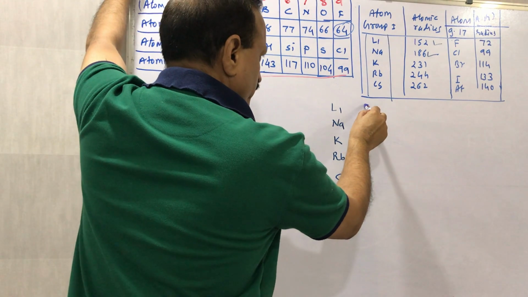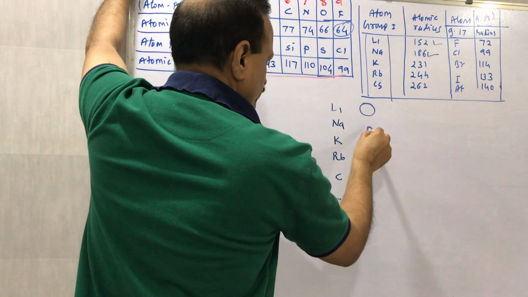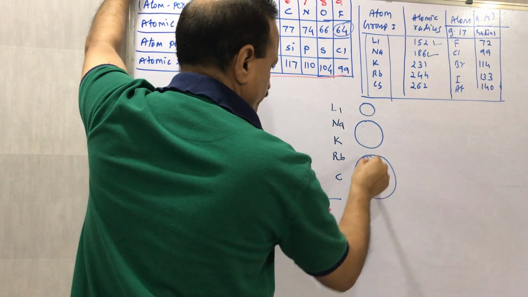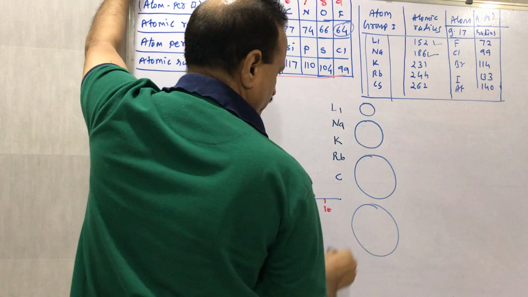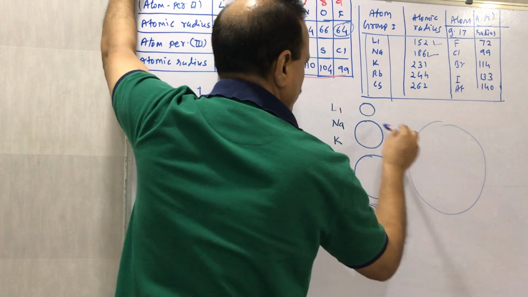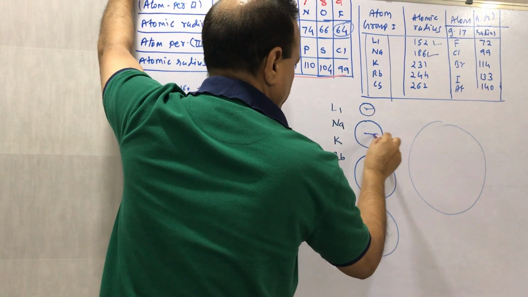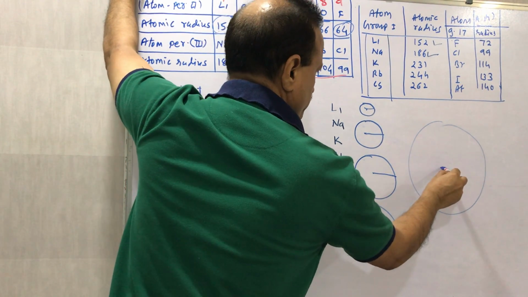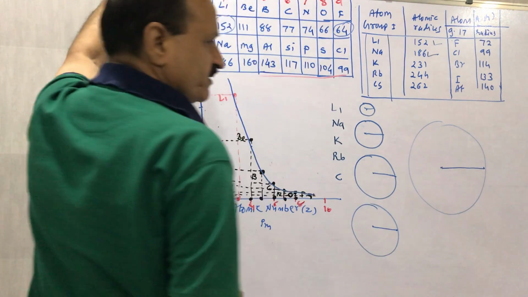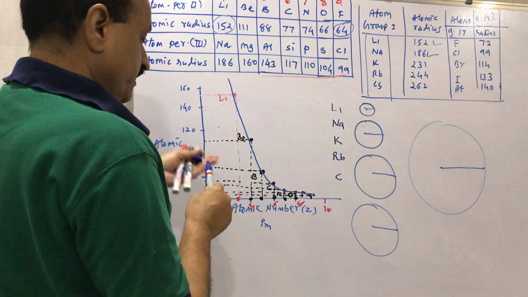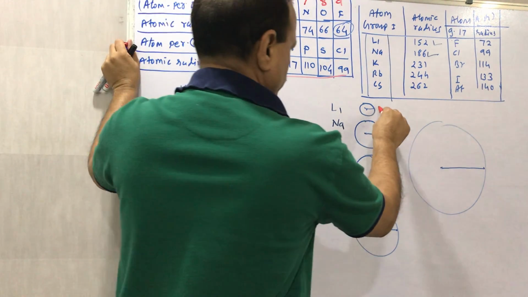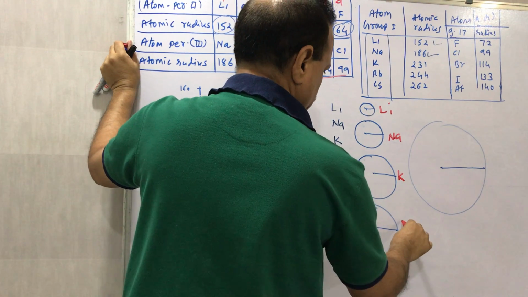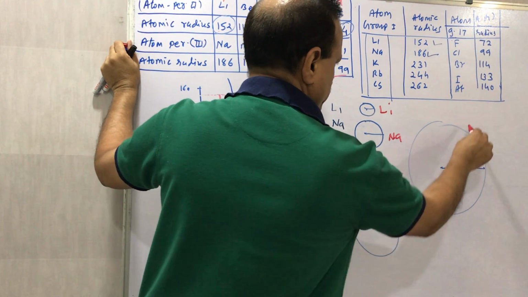So we can draw the lithium. This is the lithium, this is the sodium, this is the potassium, this is the rubidium and this is the cesium. We can clearly see that as we go down the group, size increases. If size increases, then the atomic radius is increased.